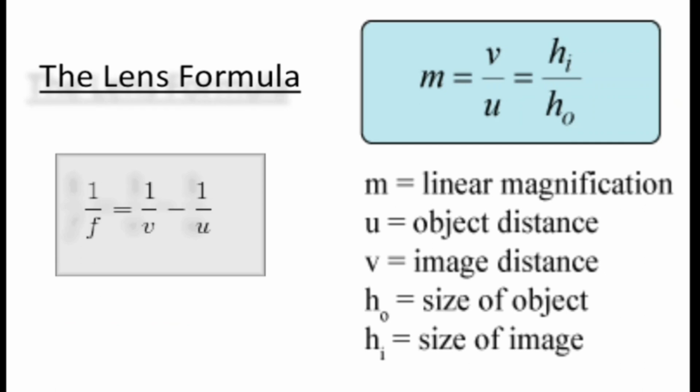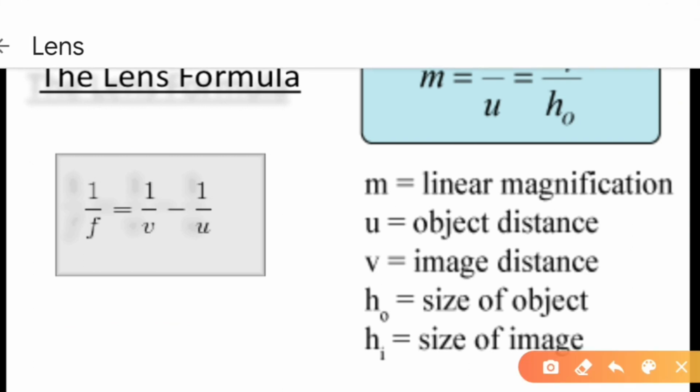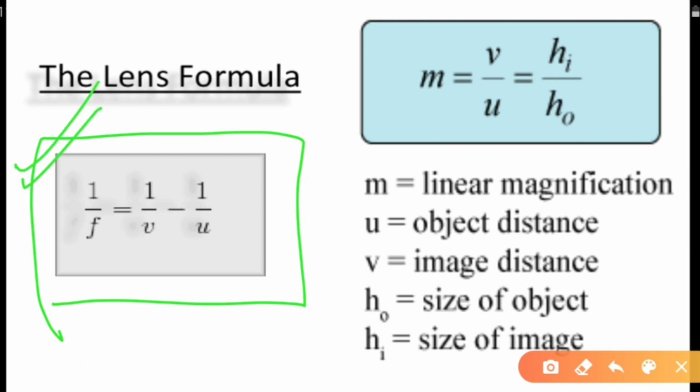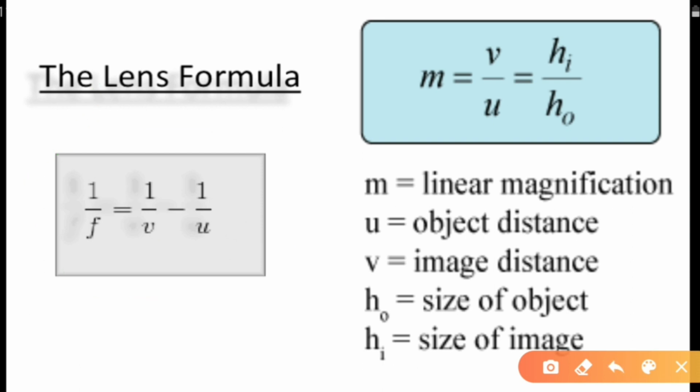Now look at the lens formula. 1 upon f is equal to 1 upon v minus 1 upon u is the lens formula, where v, u, f have their usual notations. You have the concept of these notations from the discussion of mirrors. v is image distance, u is object distance, and f is focal length.